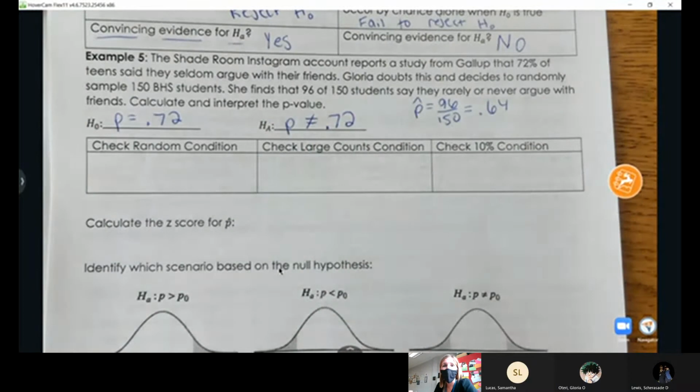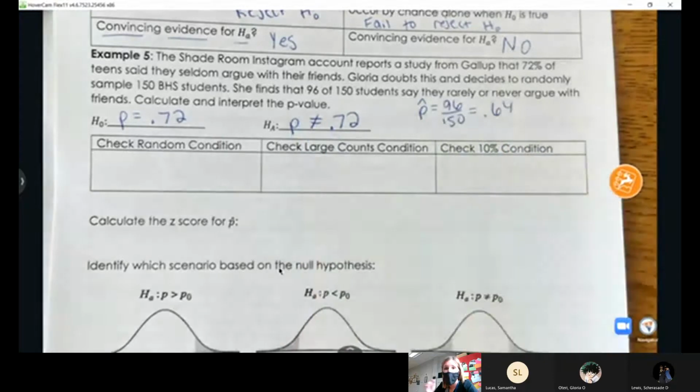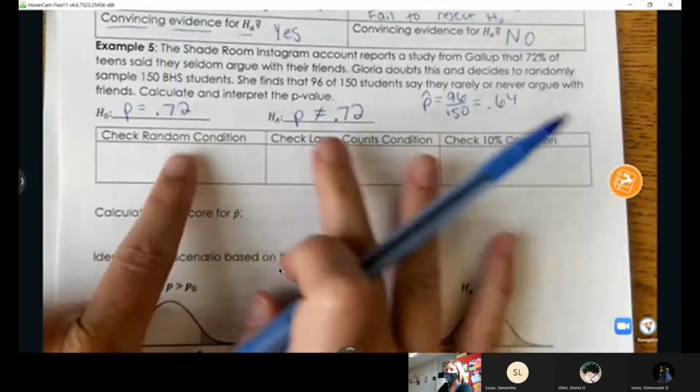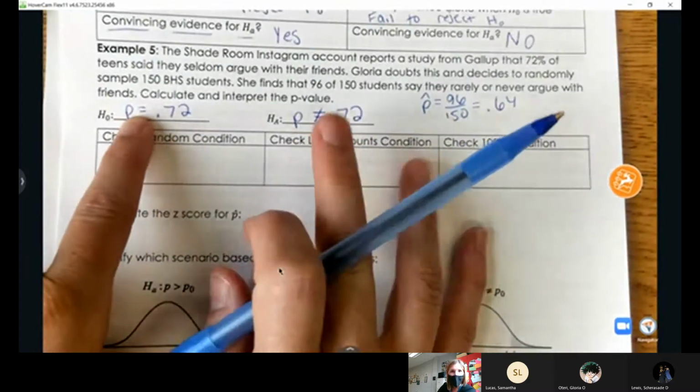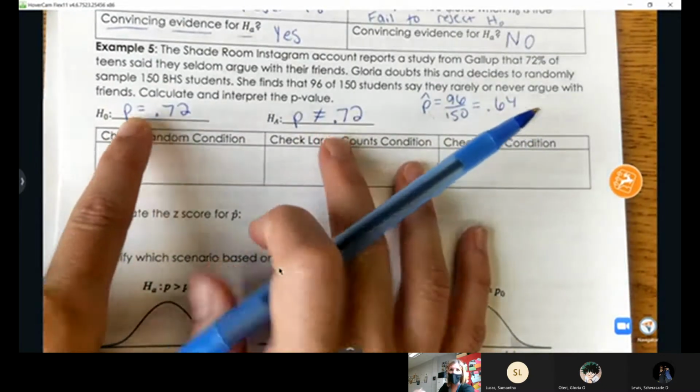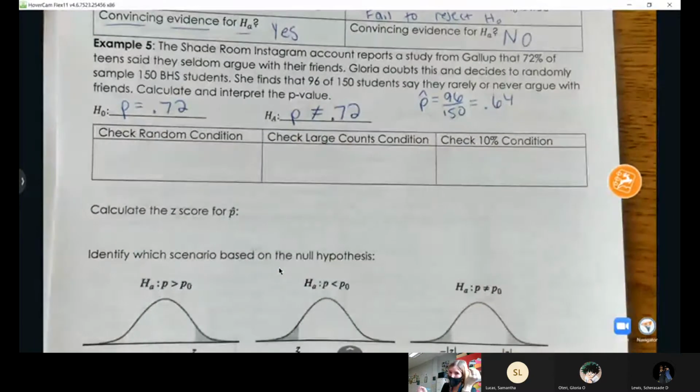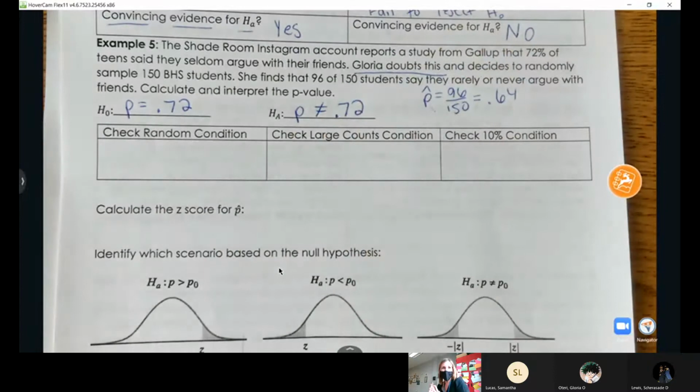And it all depends on what claim we're trying to test. I see what you guys are saying with it being less than, and we're going to use that later with the p-hat, or with the p-value. But for now, let's just see what we think as far as what the claim is and what we're trying to test. Are we trying to test just not equal to or more than or less than? And all it says is that she doubts this.